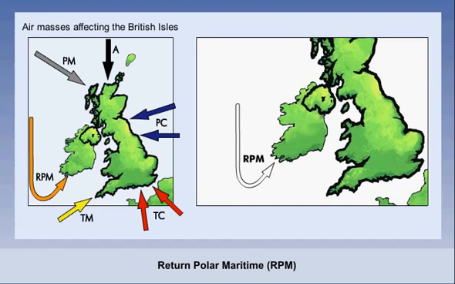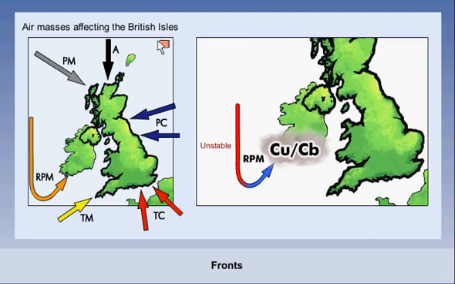Returning polar maritime. If polar maritime air takes a large southward detour down across the Atlantic before returning northeastwards again towards Europe, we call it returning polar maritime air. It is distinct enough to have a classification all on its own. It is initially stable, but as it moves south it becomes unstable, with plenty of moisture gathered on its passage over the ocean. It is a cloudy air mass, generally unstable, with cumulus, cumulonimbus and even thunderstorm activity. That completes air masses. So now we look at the boundaries between air masses, which are called fronts.